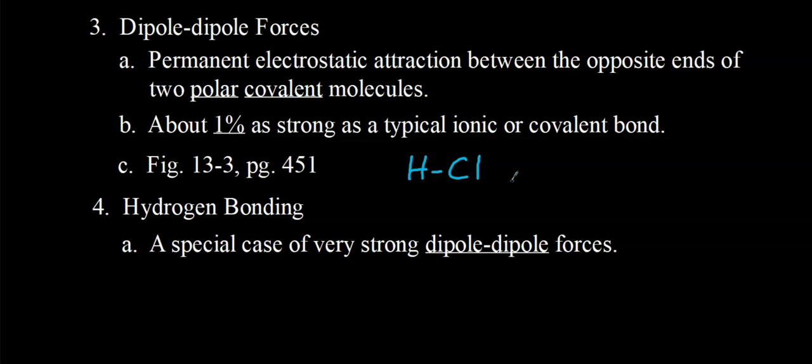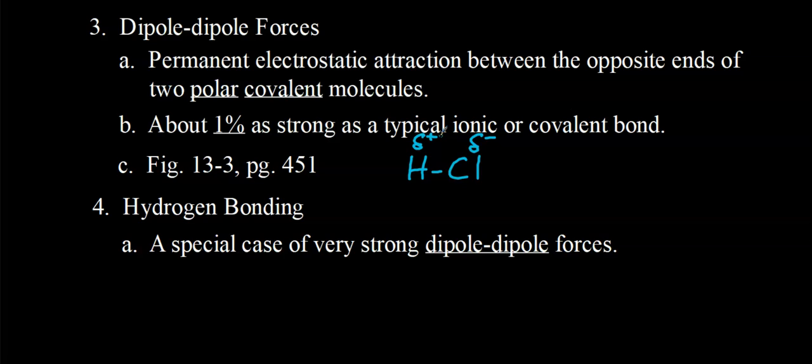Chlorine is more electronegative than hydrogen. So chlorine is able to pull the shared electrons away from, not off of, but away from the hydrogen. Because of that, the shared electrons spend more time closer to chlorine's nucleus than hydrogen's nucleus. As a result, we say that the chlorine end of that molecule develops a partial negative charge, and we can show that with our lowercase deltas. And because the chlorine end is partially negative, the hydrogen end would be partially positive.